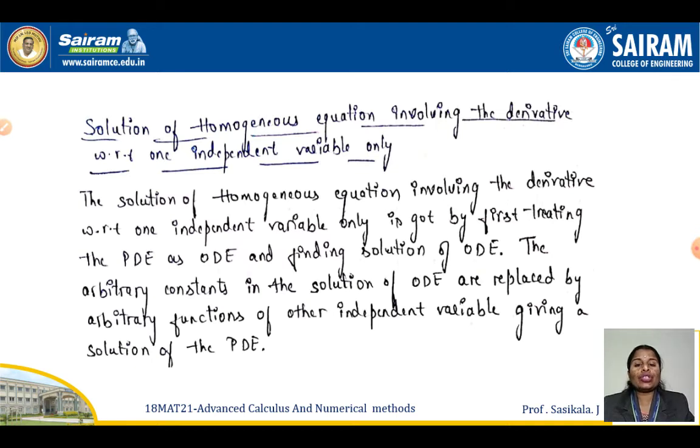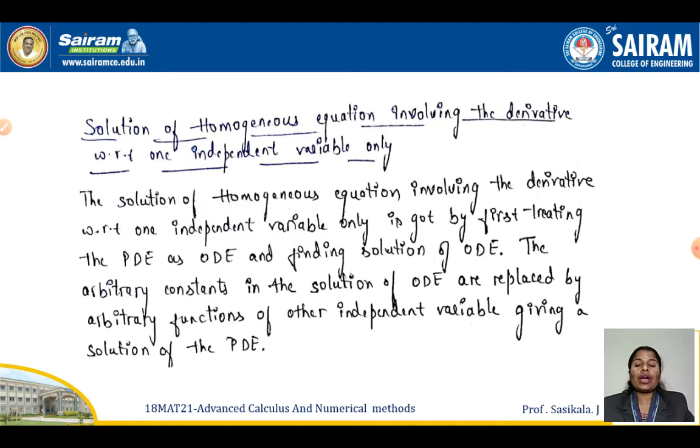The solution of homogeneous equation involving the derivative with respect to only one independent variable is got by first treating the PDE as an ODE and finding the solution of the ODE. Already we have seen in the previous module how to solve your ordinary differential equation. We have seen homogeneous and non-homogeneous types. The same method we are going to use here because it is a similar kind of ordinary differential equation. But one change will be there.